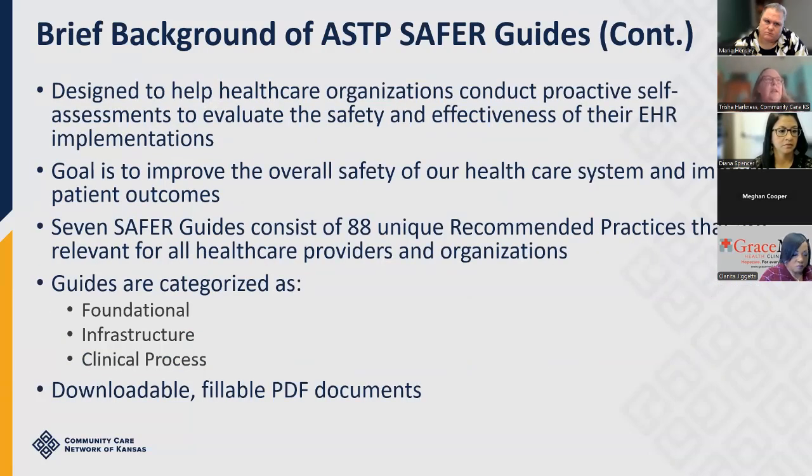They were designed to help healthcare organizations conduct proactive self-assessments to evaluate the safety and effectiveness of their EHR implementations. The goal is to improve overall safety of the healthcare system and improve patient outcomes. When they revamped them for 2025, they dropped it, I believe, from 144 recommended practices to 88, and they added new things in. They really redid the way the assessments work. There are 7 SAFER Guides that cover various topics with 88 unique recommended practices now. Those guides are categorized as foundational, infrastructure, and clinical processes, and they're available on the internet as a fillable PDF.